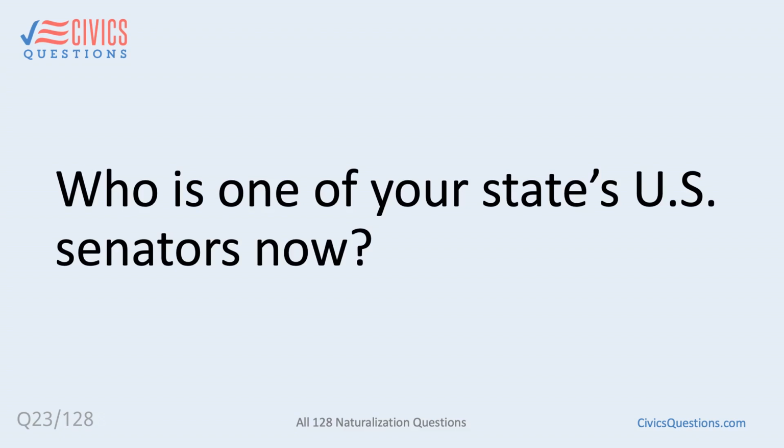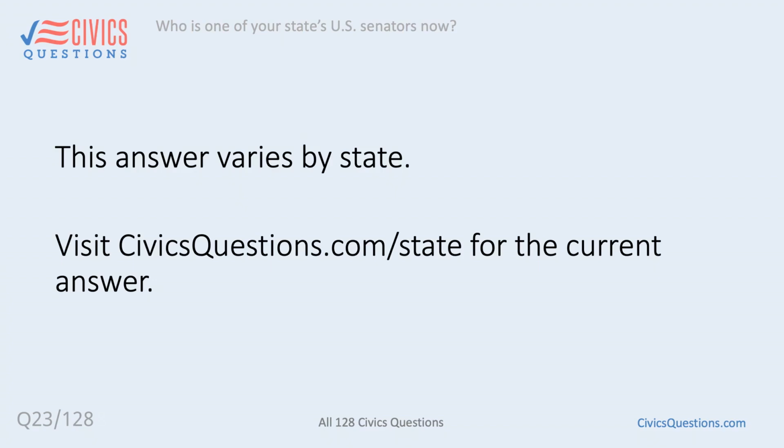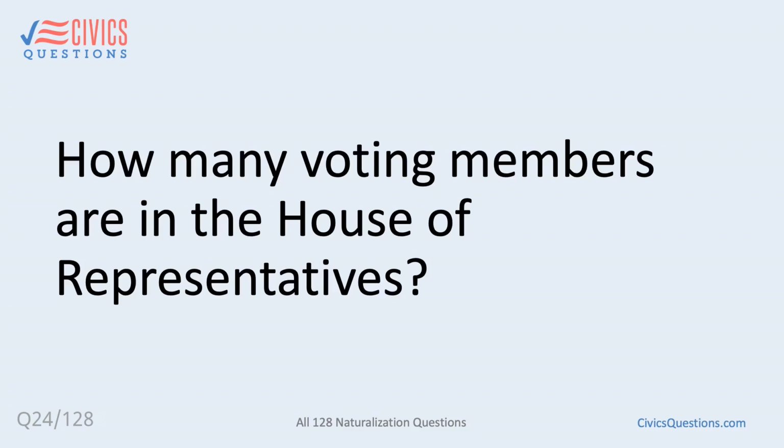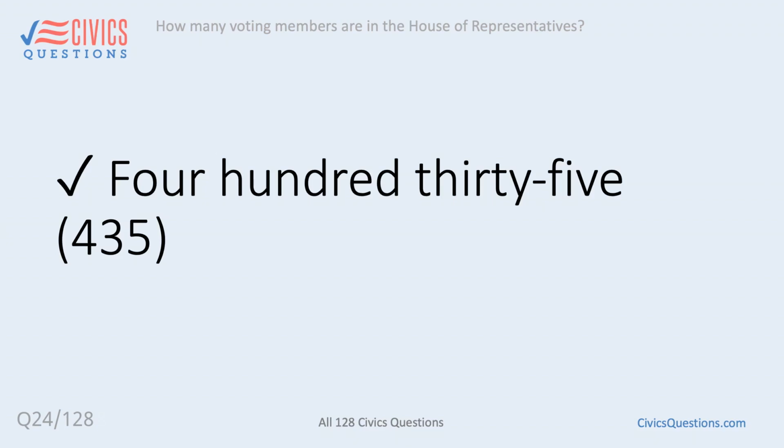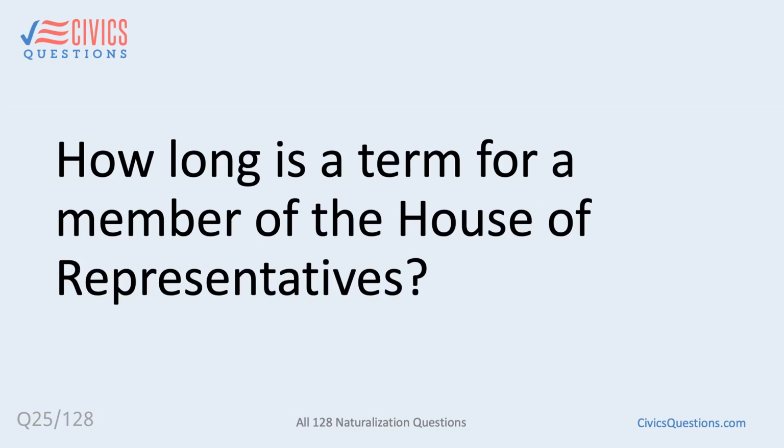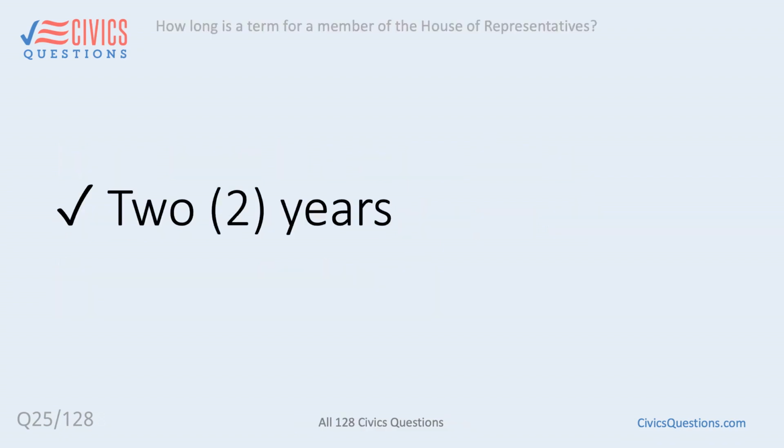Who is one of your state's U.S. senators now? This answer varies by state. Visit civicsquestions.com/state to find the correct answer for your location. How many voting members are in the House of Representatives? 435. How long is a term for a member of the House of Representatives? 2 years.